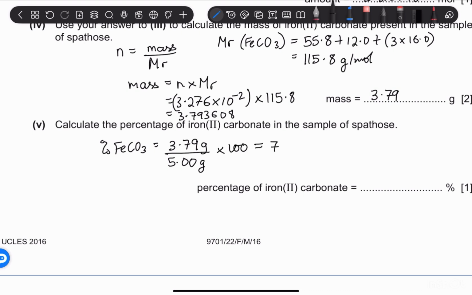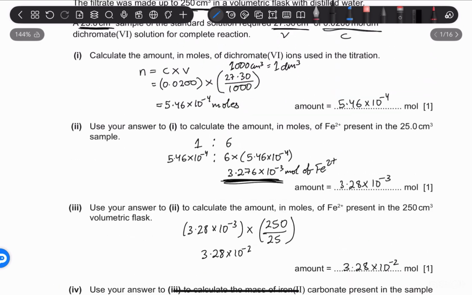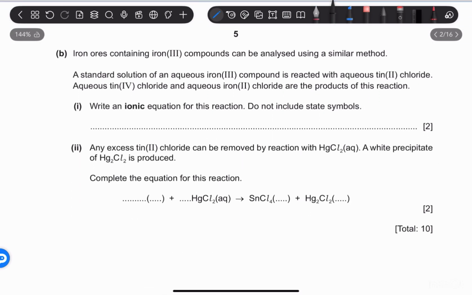And this is 75.9%. In my calculator, I divided this whole thing by 5, and what I got was actually 75.87%, but you can just simplify to 75.9 because it's supposed to be to 3 significant figures. So that is our percent of iron 2 carbonate. That is for the calculation part of this question.